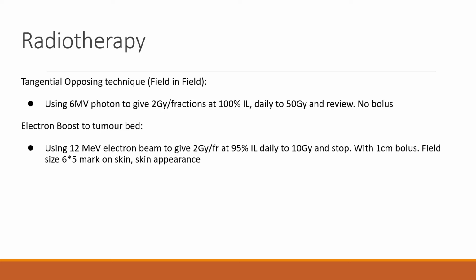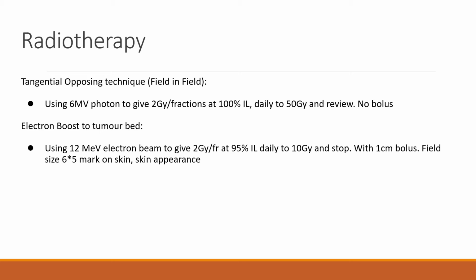And for the electron boost to tumor bed field, its setup is using 12 MeV electron beam to give 2 gray per fraction and 95% isodose level daily to give 10 gray and stop, with 1 cm bolus. Field size 6x5, mark on skin, shoot on the skin appearance, with a supine position of the patient, on breast board number 1 and arm rest.